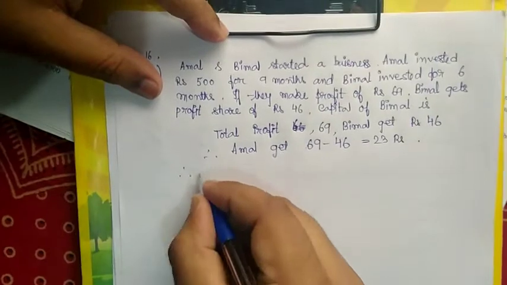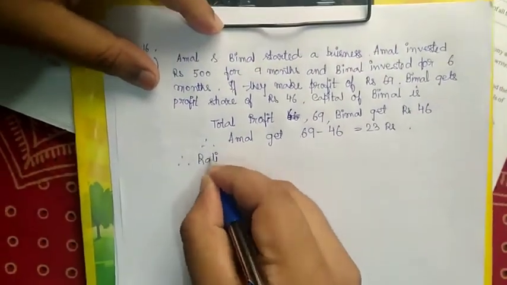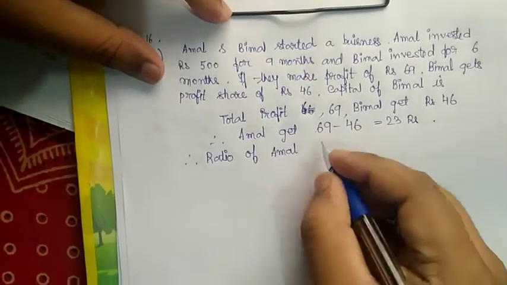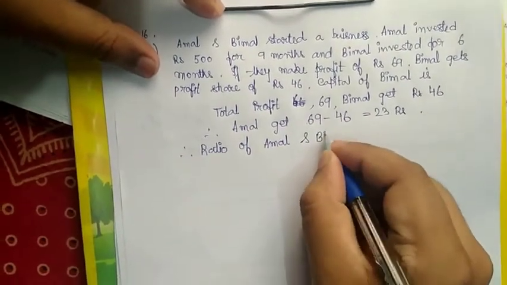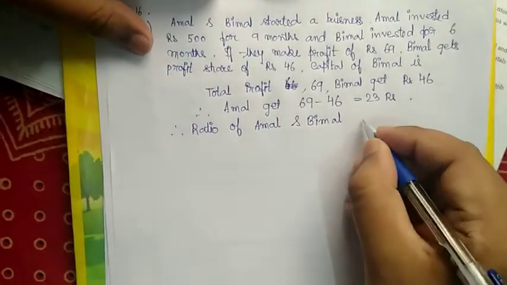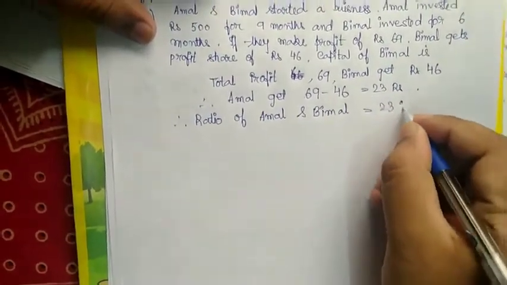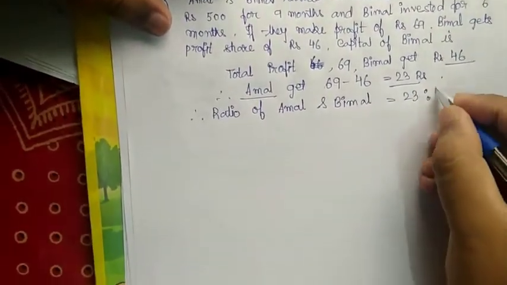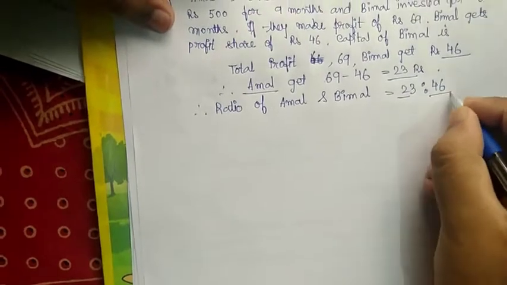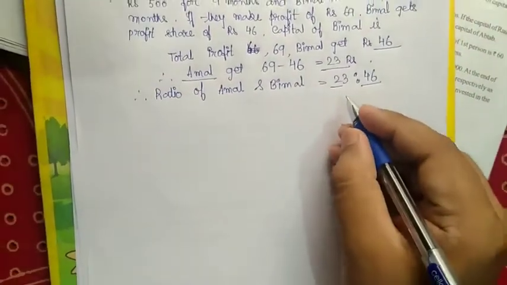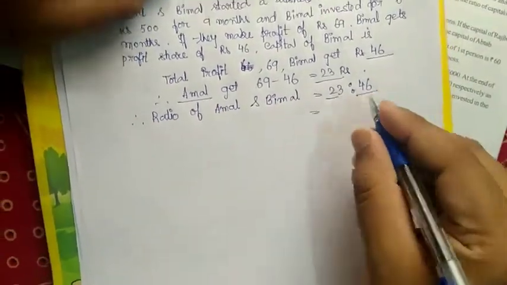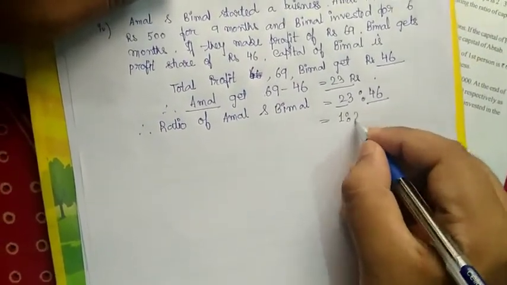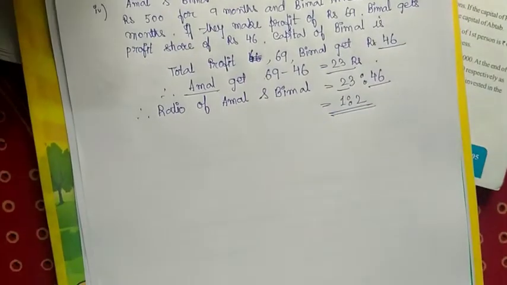So therefore the ratio of Amol and Bimol is equal to 23 to 46. Amol's ratio is 23 and Bimol's ratio is 46. These two numbers are divisible by 23. So therefore if we divide these two numbers by 23, we get the first one is 1 and the second one is 2. So therefore the ratio is 1:2.